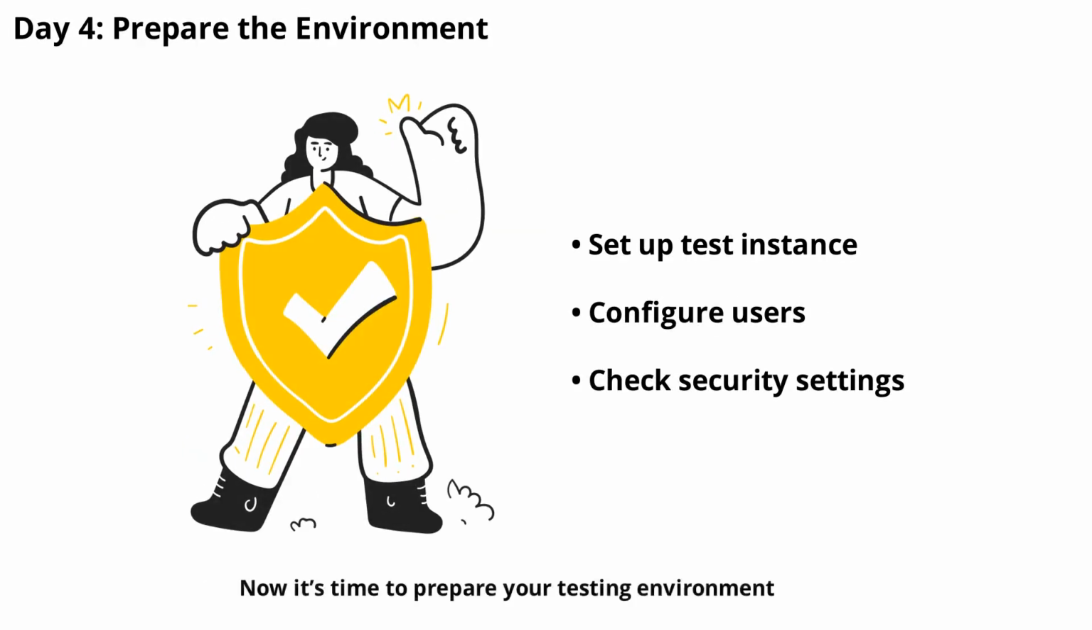Now it's time to prepare your testing environment. Set up a dedicated instance of the ITSM software separate from your production systems. Configure user accounts, permissions, and sample data as needed. Ensure all integrations, such as email or directory services, are ready for testing. This controlled environment allows you to experiment without impacting daily operations. Double-check security settings and backup plans to safeguard your data during the pilot.